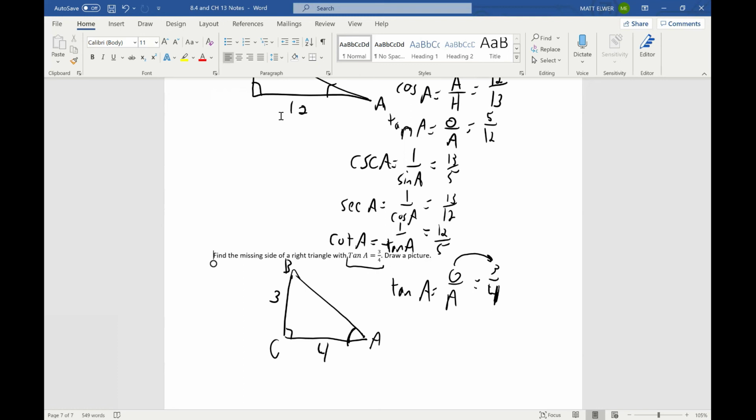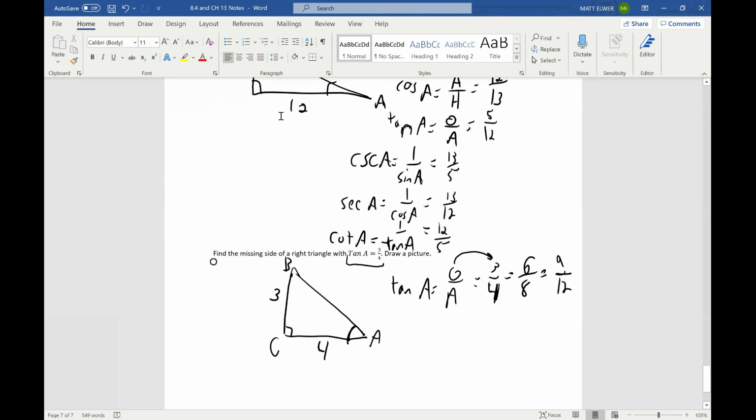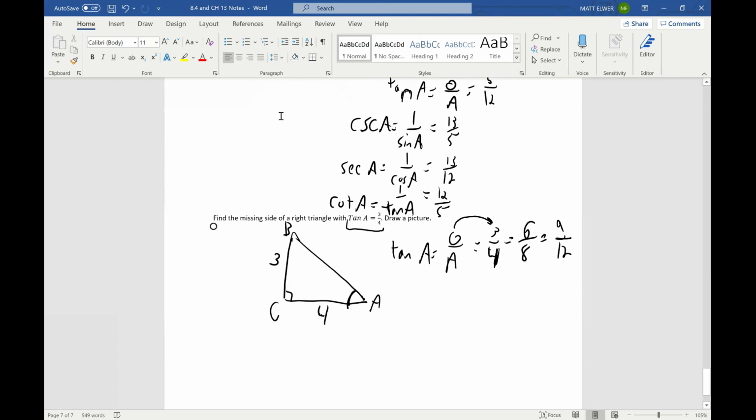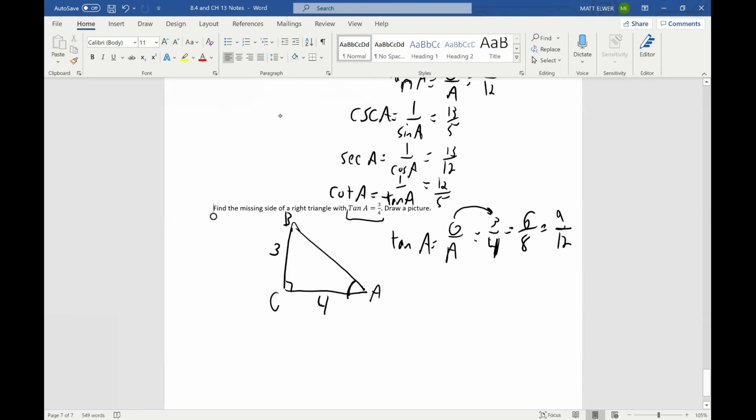And notice that this isn't unique. The tangent of this isn't unique, because we have 3 over 4, but 3 over 4 is the same thing as 6 over 8, or 9 over 12. So this is just one of the triangles that we could have. But maybe we could increase the size of this triangle if we wanted to, and it would still be correct. But we'll just leave it like this for now. And that's specifically why I said a right triangle, because there's more than one here.